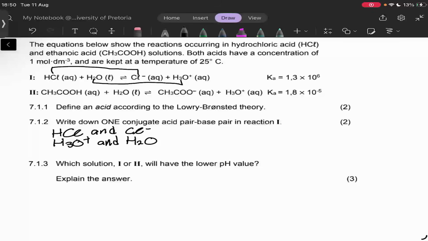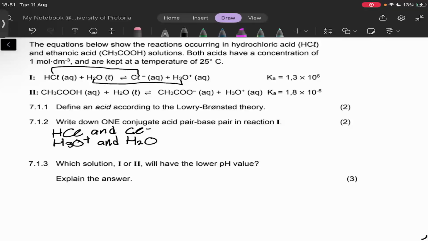Quickly in chat, just a bit of trivia of what we have listed in reactions 1 and 2. Which substance is the ampholyte? Do you guys recall what an ampholyte is? Sometimes they can ask you questions like this, asking you what the ampholyte is. Do we know what that is?